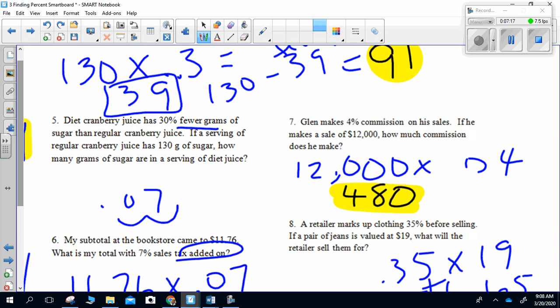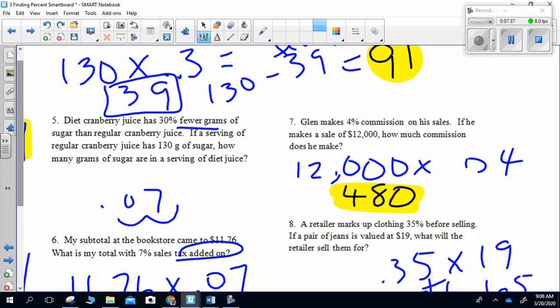Question number 7. Glenn makes a 4% commission on his sales. If he makes a sale of $12,000, how much commission does he make? So people who make commission are people who sell things like real estate agents or car dealers or that sort of thing. And a commission is just money that you make that's part of the sale.